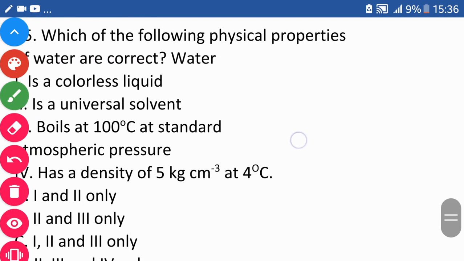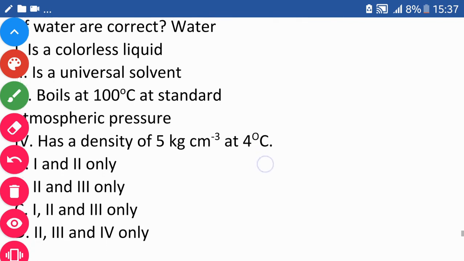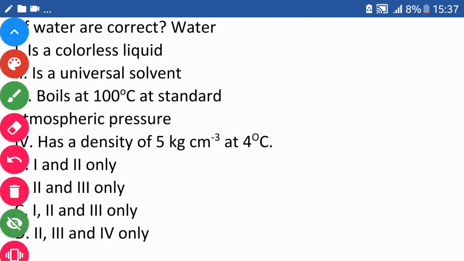35. Which of the following physical properties of water are correct? It's a colorless liquid. Correct. It's a universal solvent. Correct. It boils at 100 degrees Celsius at standard atmospheric pressure. That's also true. But the fourth one is not true. Has a density of 5 kilogram per centimeter cube at 4 degrees Celsius. That's not true. So our answer is I, II and III. That's C.